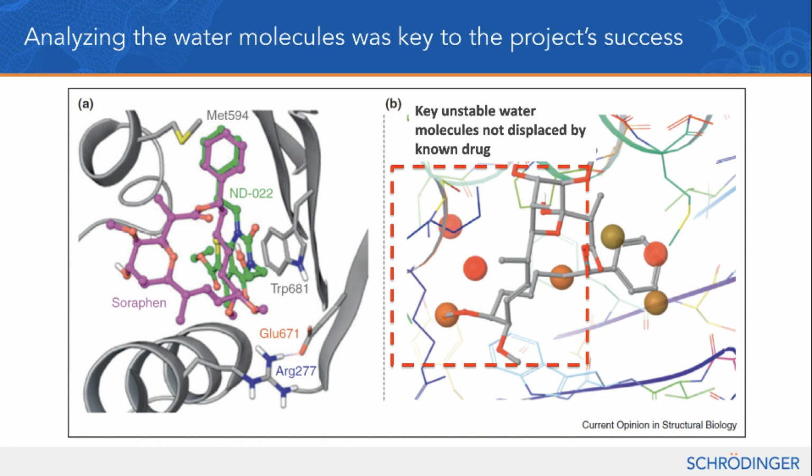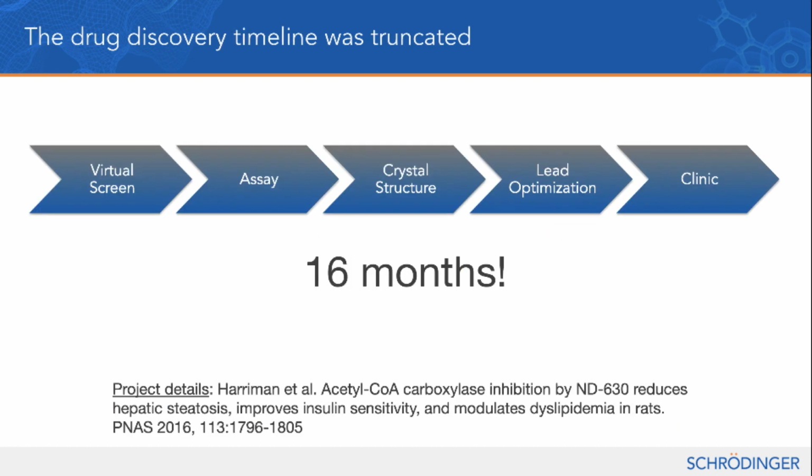And we were able to see, well, if we built a molecule that had this particular 3D shape, we would be able to kick out what we would call some unhappy waters, some waters that were kind of stuck in this binding pocket. And this would allow us to build a molecule that would want to bind more tightly to this particular protein. The important part of this all is that a time frame that usually takes about 6 years was able to be compressed into about 16 months.